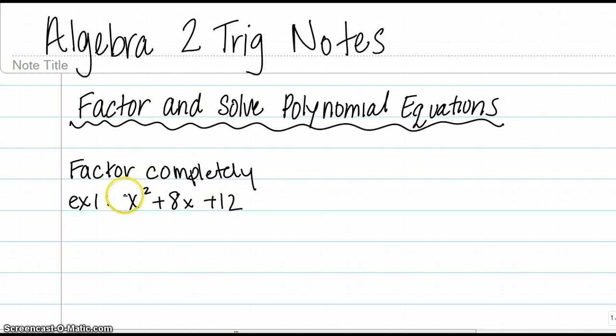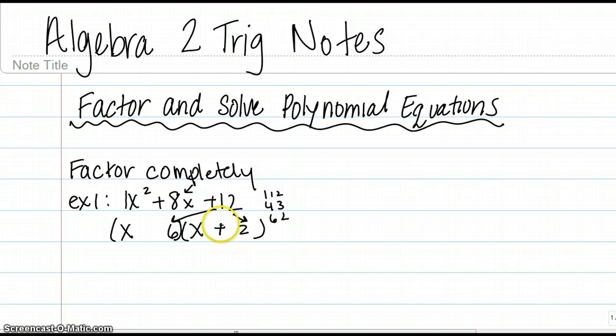Now this is review. Remember that we have a 1x squared. When I make my two sets of parentheses, I'm going to have 1x and 1x. And then I need my last terms to multiply to 12, but I also need them to add up to this positive 8 here. So the factors of 12: 1 and 12, 4 and 3, 6 and 2. 6 and 2, if they're both positive, will add up to 8x. 6x plus 2x equals positive 8x. So just a little reminder on factoring. Our answer is just x plus 6 times x plus 2.